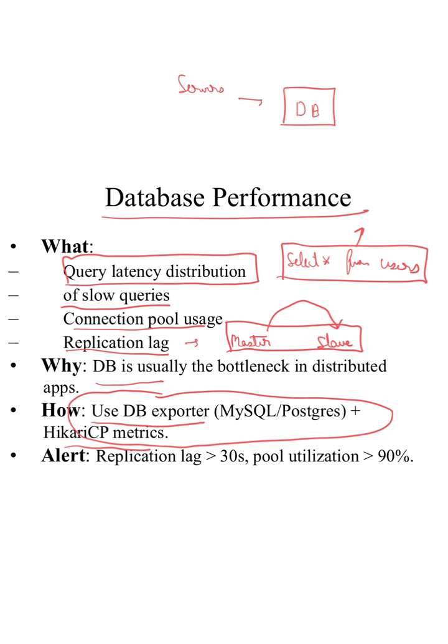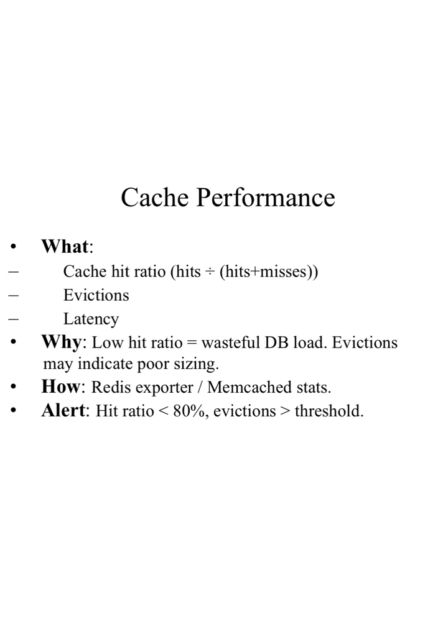You can also get an alert that if a replication lag between your master and slave is greater than 30 seconds, you should take some action. If pool utilization is more than 90%, something. Then next thing is what is cache performance? You can measure it through Grafana or New Relic.